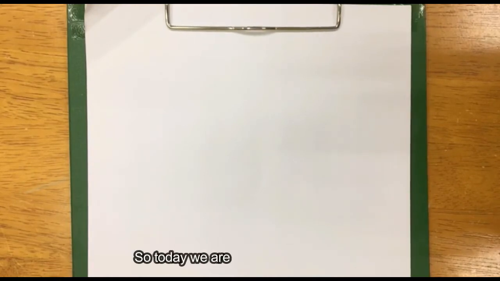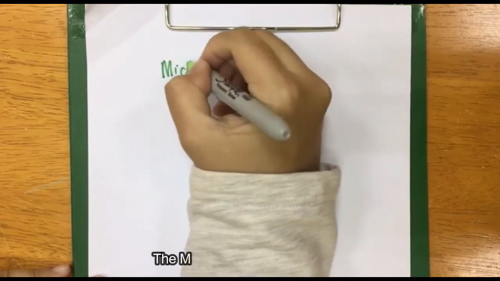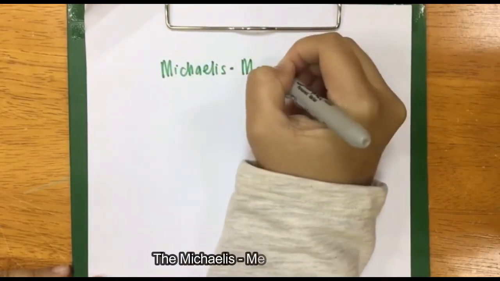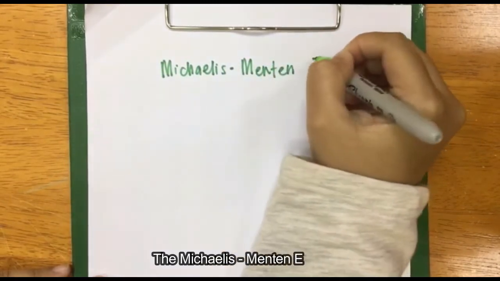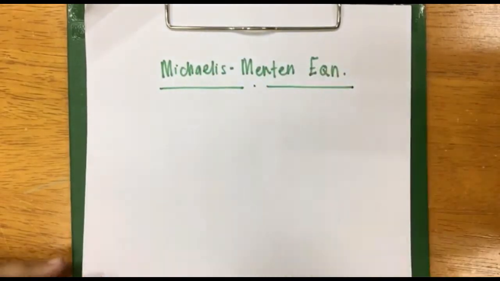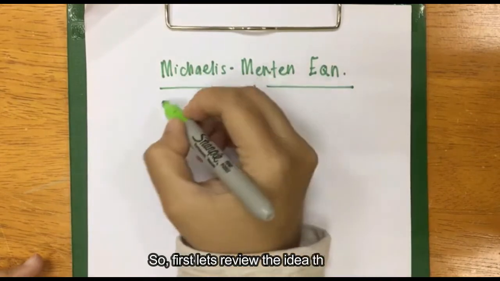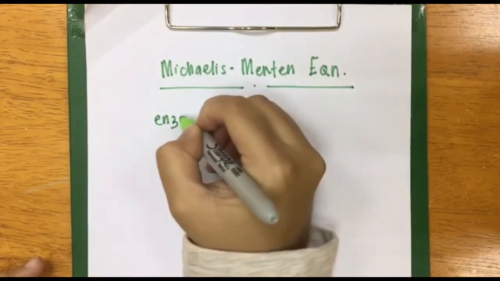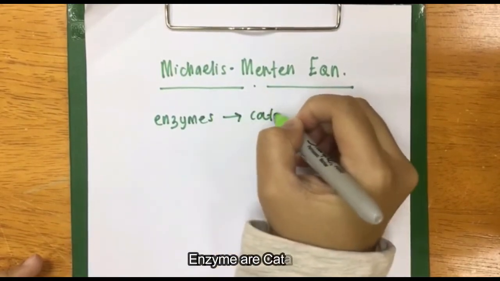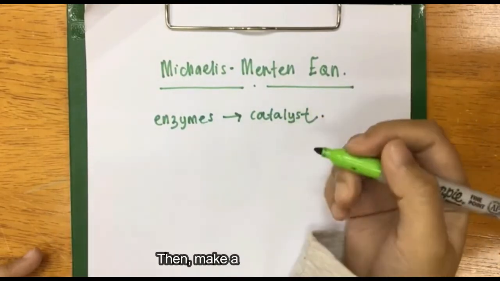So today we're going to explain about the Michaelis Menten equation. So first, let's review the idea that enzymes are catalysts. They make a reaction go faster.